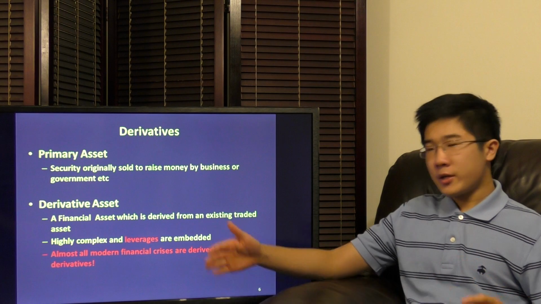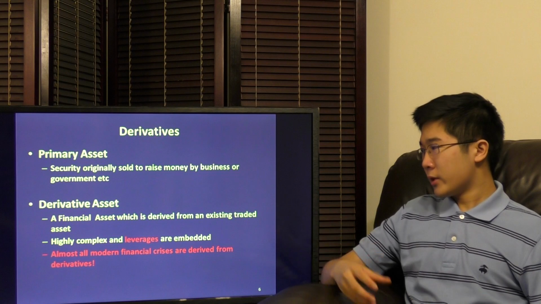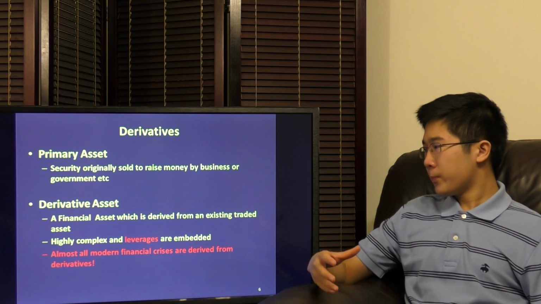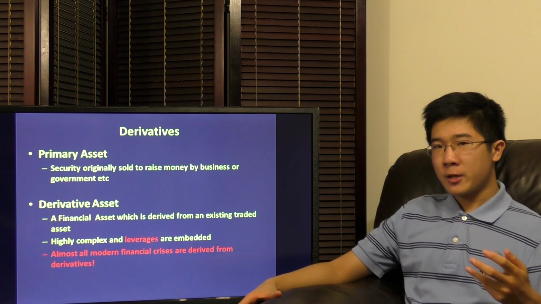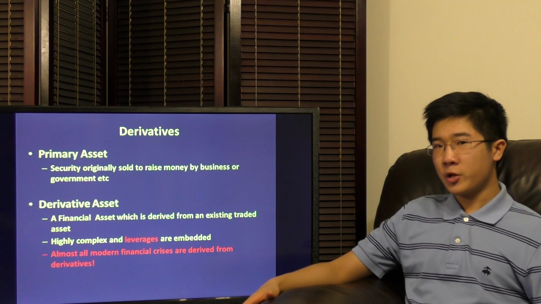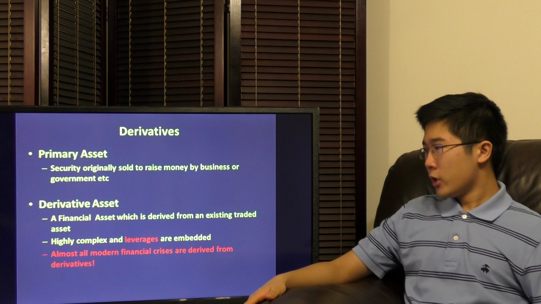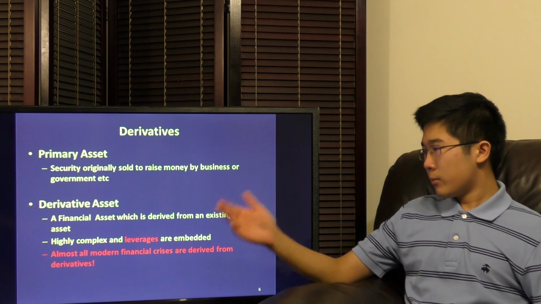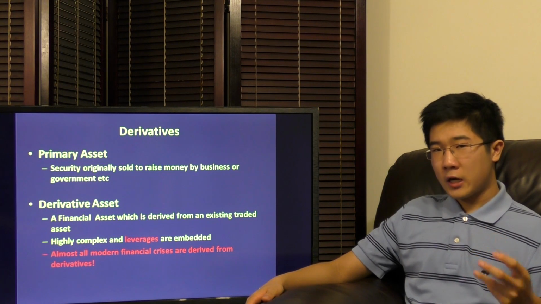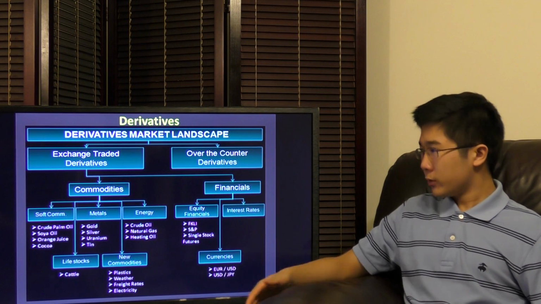As a result, it can be complex, and there's a lot of leverage already embedded since it's derived from an existing asset. And leverage is a beast. If you know how to use it, you can have crazy returns, but you can also be bankrupt in the blink of an eye with leverage, and derivatives in general. As a result, you can probably imagine most modern financial crises are derived from derivatives. Derivatives are such volatile instruments, and of course, a very complex market.